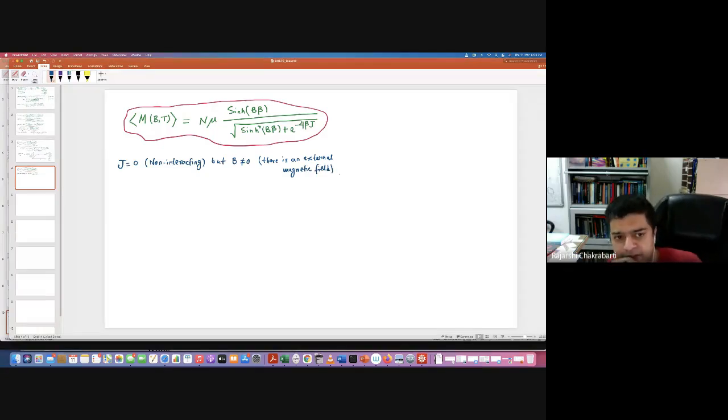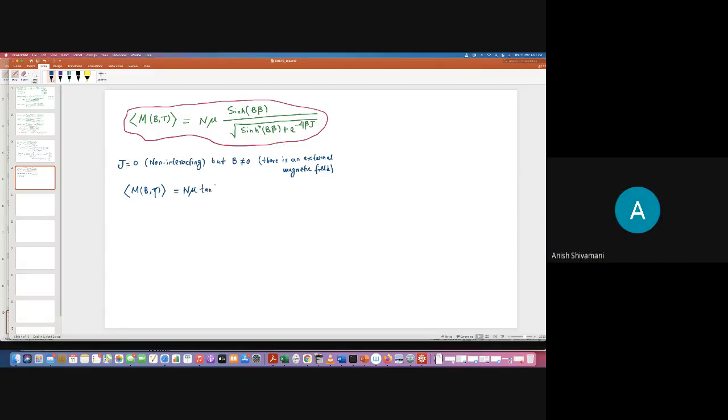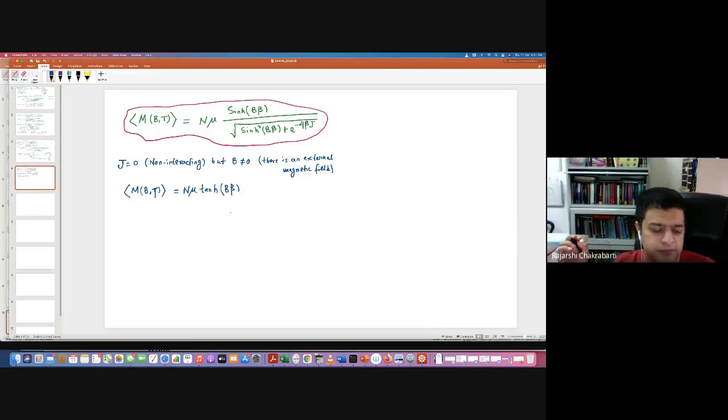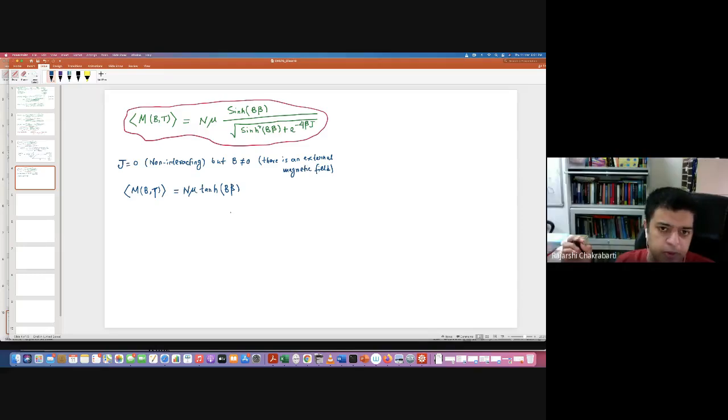There is an external magnetic field. Okay, so what is the expression for this? What is the expression? Tell me. B is 0 means this is nothing but your sine hyperbolic beta b by cos hyperbolic. What is this? This is fine. Sine hyperbolic by cos hyperbolic, isn't it?